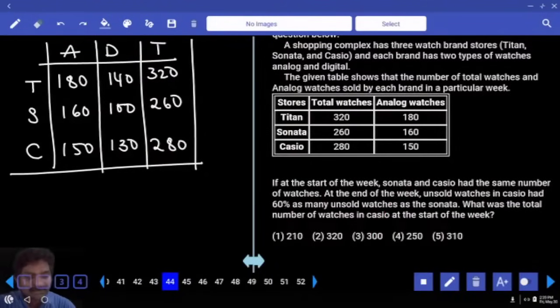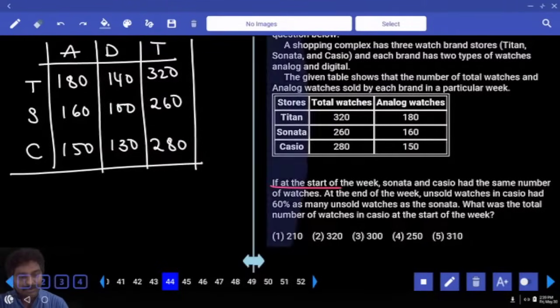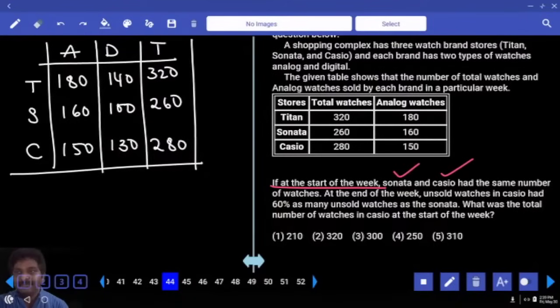If at the start of the week Sonato and Casio had the same number of watches, at the end of the week unsold watches in Casio had 60% as many unsold watches as Sonato. What was the total number of watches in Casio at the start of the week? Okay. So here they are talking about total watches. During the beginning of the week, Sonato and Casio both have the same number of watches, correct?